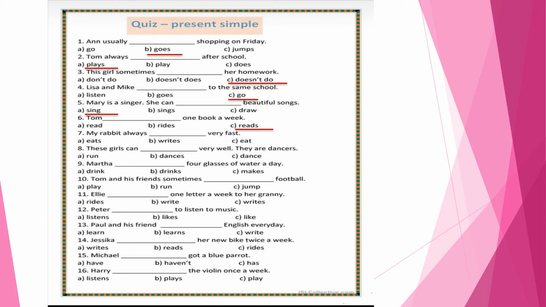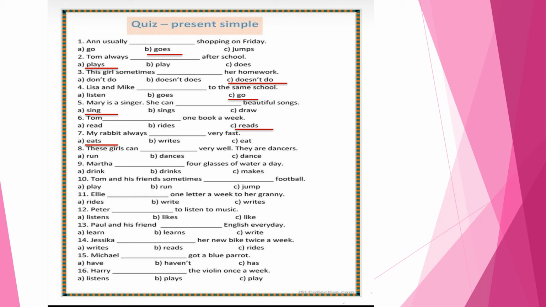Number 7, my rabbit always eats or eat very fast. My rabbit is your subject. If you cross it, you will add the pronoun it. So it always eats or eat. Of course, you will use eats. You will add to your verb only s because it ends in a consonant. So it will be eats very fast.